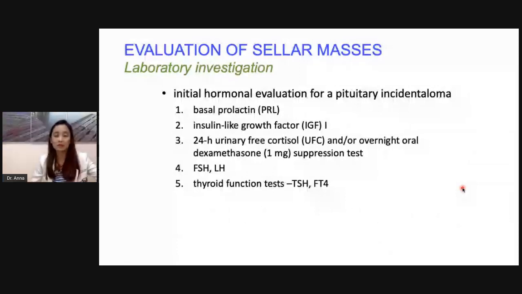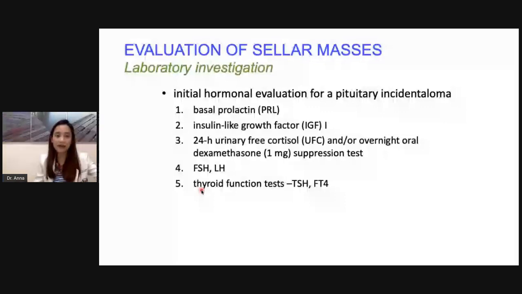So what do we do? Of course we have to evaluate for any hormone abnormality. So how do we do it? We test all 5 axes: the prolactin axis, the growth hormone axis, the ACTH adrenal axis, the thyroid axis, and of course your gonadal axis.